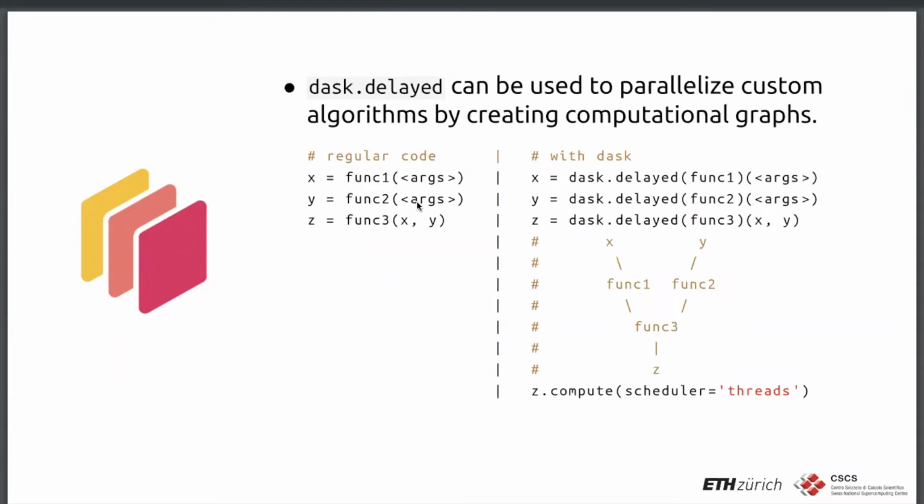Instead, every line we declare and define a graph. So here it's exactly like this, but the function is wrapped by Dask delayed. So Dask delayed is wrapping the function, and then we pass the arguments of the function. And we say x equals Dask delayed of function 1, y equals Dask delayed of function 2, and z equals Dask delayed of function 3, depending on x and y.